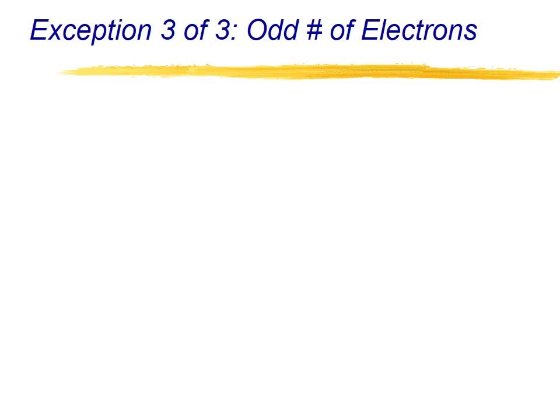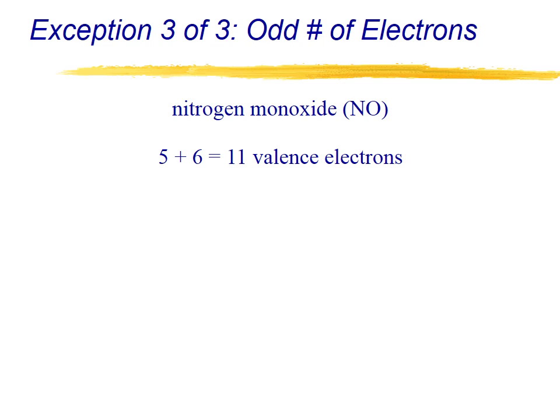Alright. Third of 3 exceptions. Sometimes some species have an odd number of electrons. Having an odd number of electrons makes a species somewhat unstable and very reactive, so you don't see it very often. But one example is nitrogen monoxide, and if you do the math, nitrogen contributes 5 valence electrons, oxygen 6, giving us a total of 11.